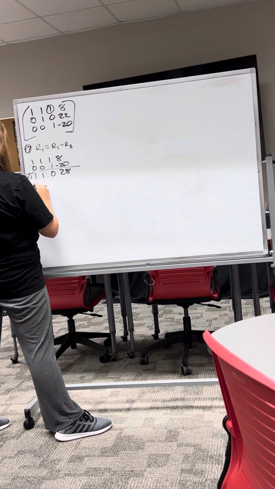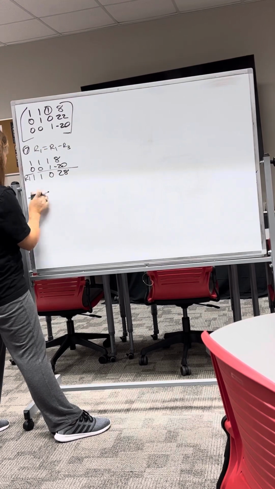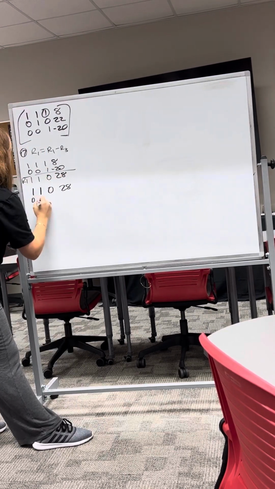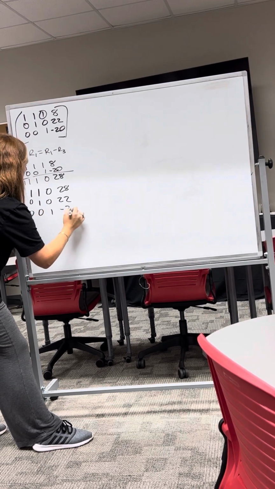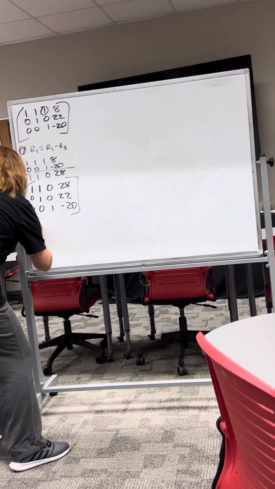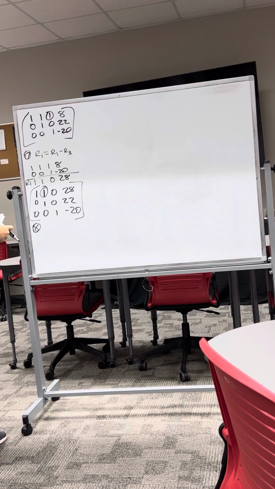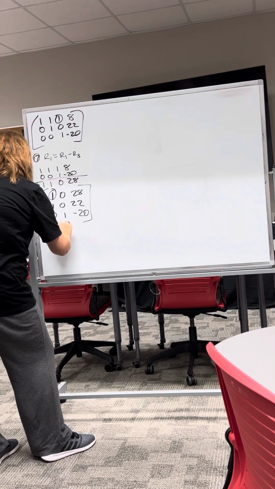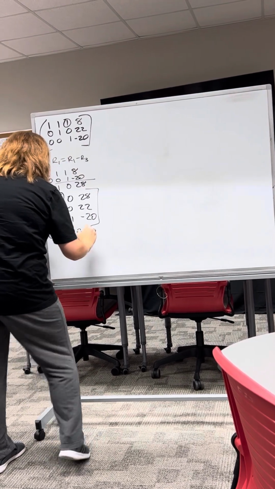So now I'm gonna rewrite it. 1, 1, 0, 28. Drop down the row 2. 0, 0, 1, negative 20. So that is the new. Okay, now I'm gonna go on to step 8, and I'm gonna work on this number right here. Okay, so I'm trying to make 2, 1 a 0.